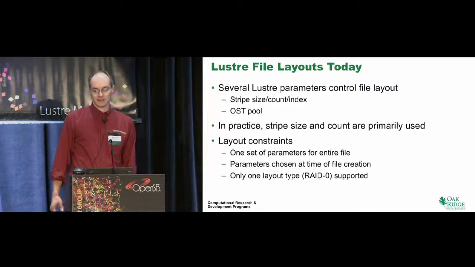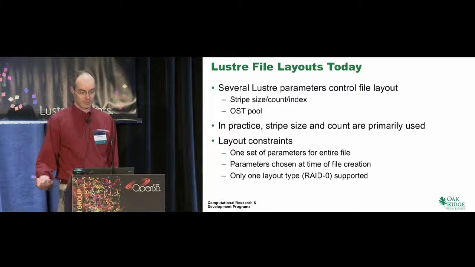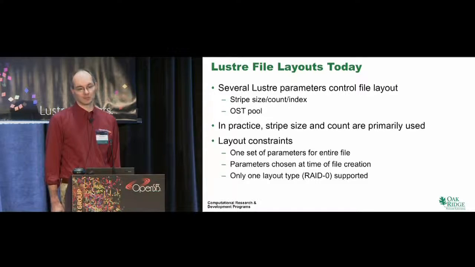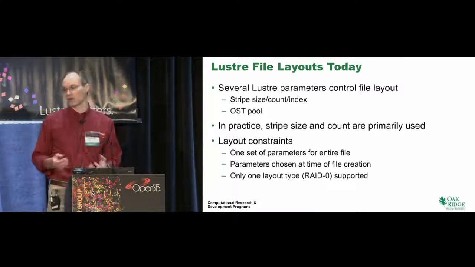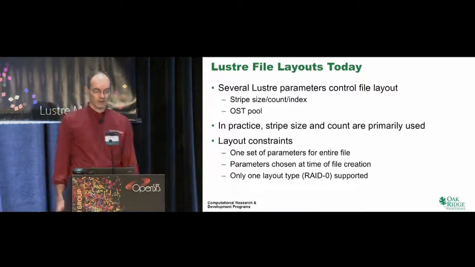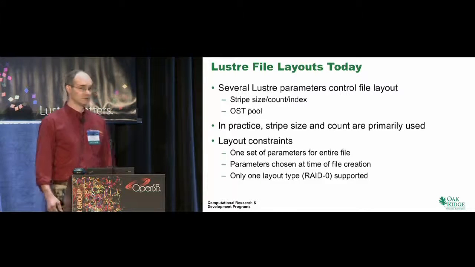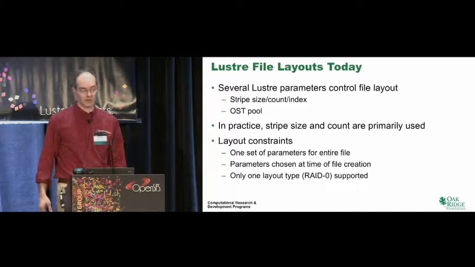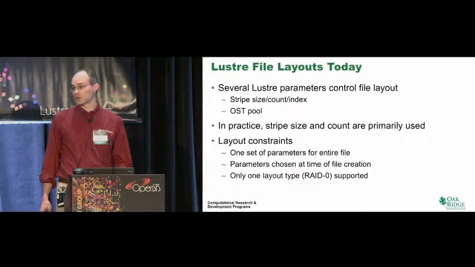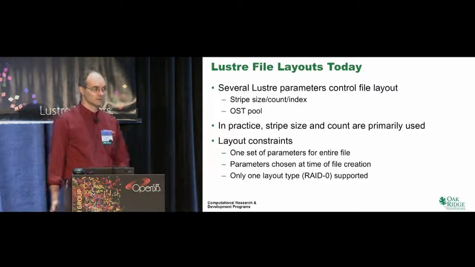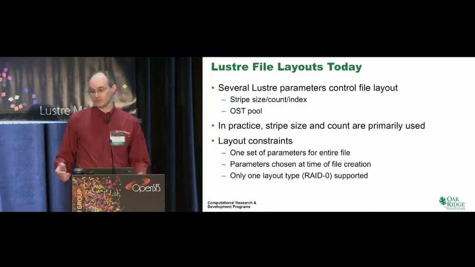So Lustre file layouts today, there are several parameters you can use to control the layouts: you have the stripe size, you have the stripe count, index, OST pool. In practice, though, most people tend to just tune the stripe size and the stripe count. The way that layouts are handled, there are several constraints. You have a single set of parameters for your entire file. When you choose your parameters, you have to choose it at file creation time because you can't change it after the file is created. And there's really only one type of layout. It's RAID 0.